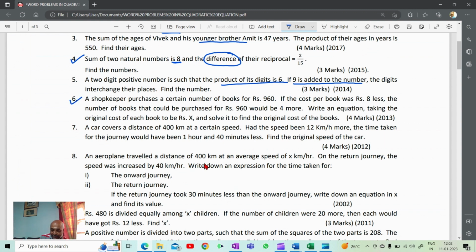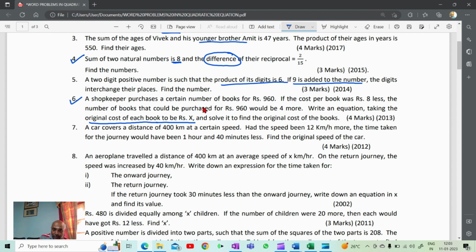Question number 6. A shopkeeper purchases a certain number of books for 960 rupees. If the cost per book was rupees 8 less, the number of books that could be purchased for rupees 960 would be 4 more. Write an equation taking the original cost of each book to be x. So they have told you what to take as x. You have to take the original cost of each book as x, solve it, and find out the original cost of the book.